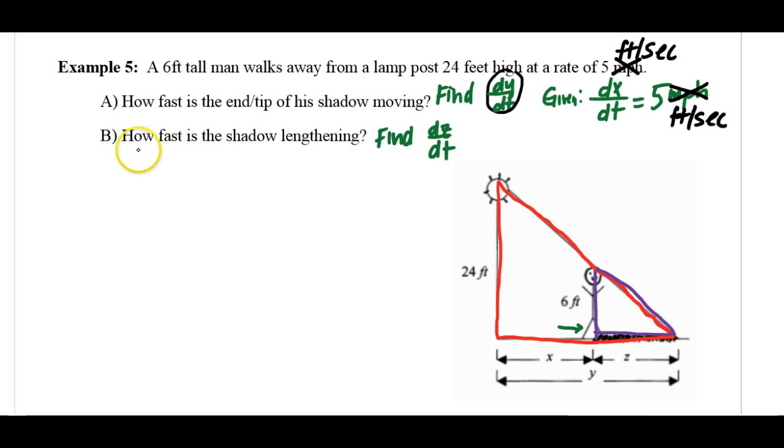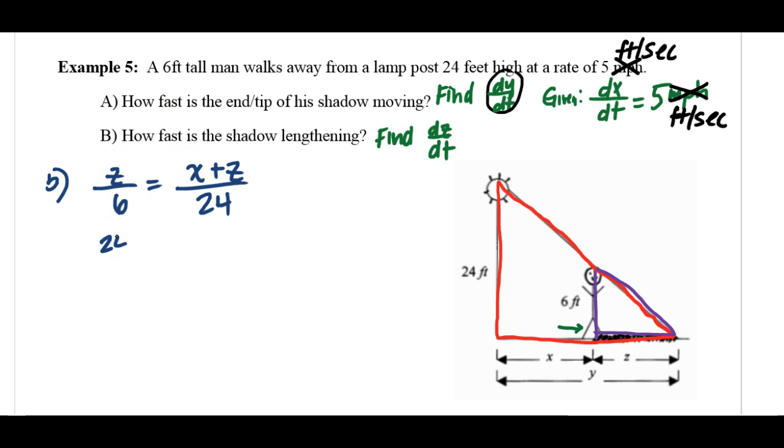So for part B, I needed some more space. How fast is the shadow lengthening? We want dz/dt. We are still going to use the same similar triangles, but I got rid of expressing z as y minus x because I want to include z now. Now somehow I want to only include z and dx/dt. So using the similar triangles and the base height relationship, our ratios are going to be z corresponds to 6, and then this whole base is x plus z. So x plus z is to my height of 24.